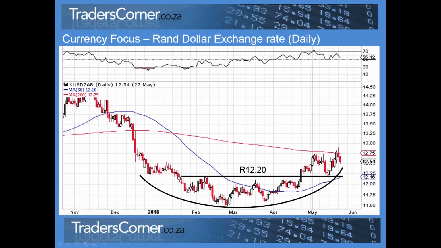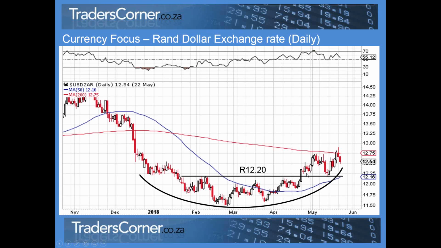This is the chart here. It's a daily chart. You can see this big saucer bottom pattern that has emerged over the last couple of months. So the huge strength that we saw in the rand in late 2017 and into early 2018, all around the Ramaphoria and all of that excitement, that seems to have abated for now. And the rand has begun to turn a bit weaker.